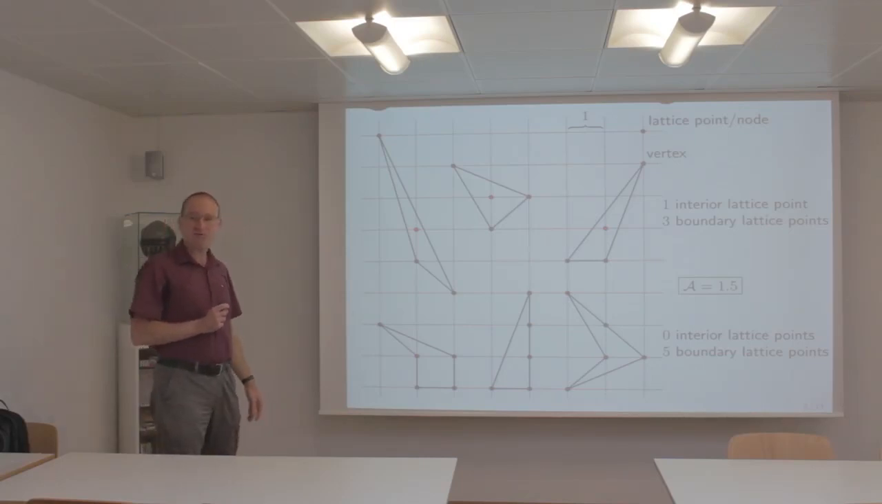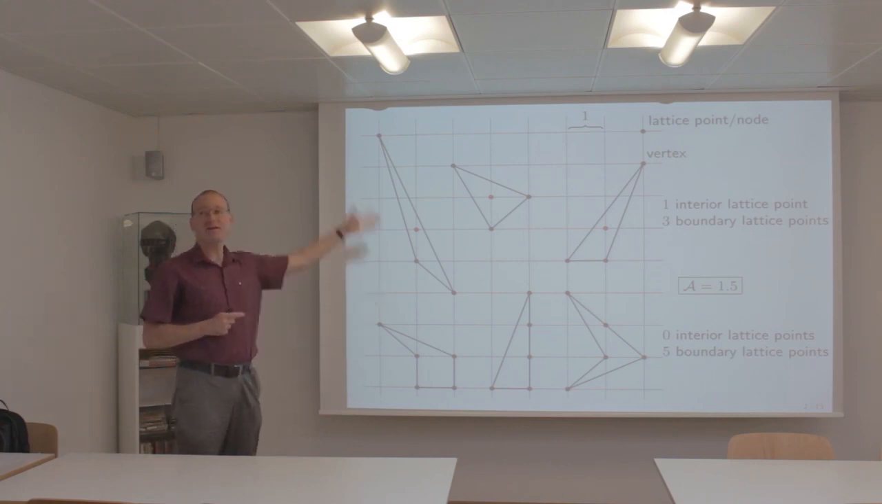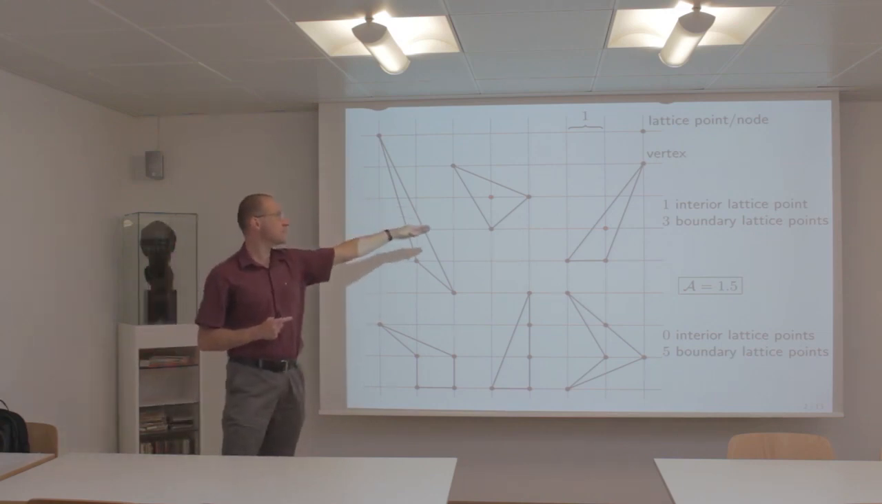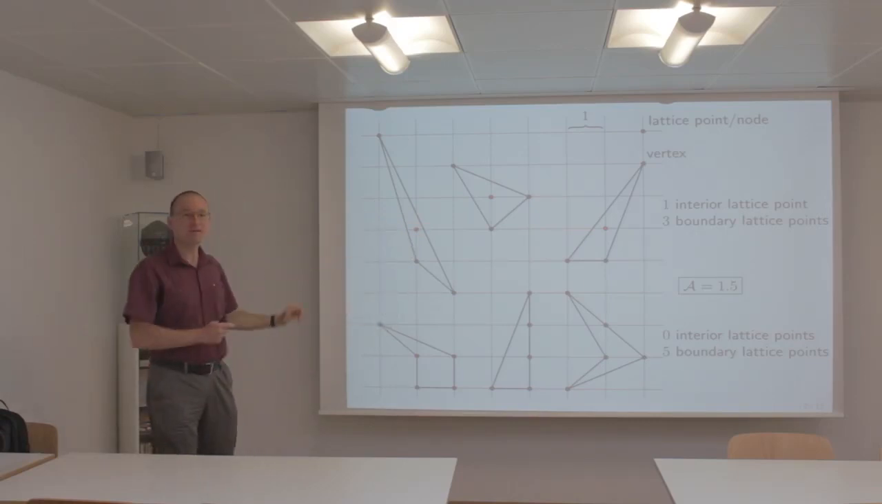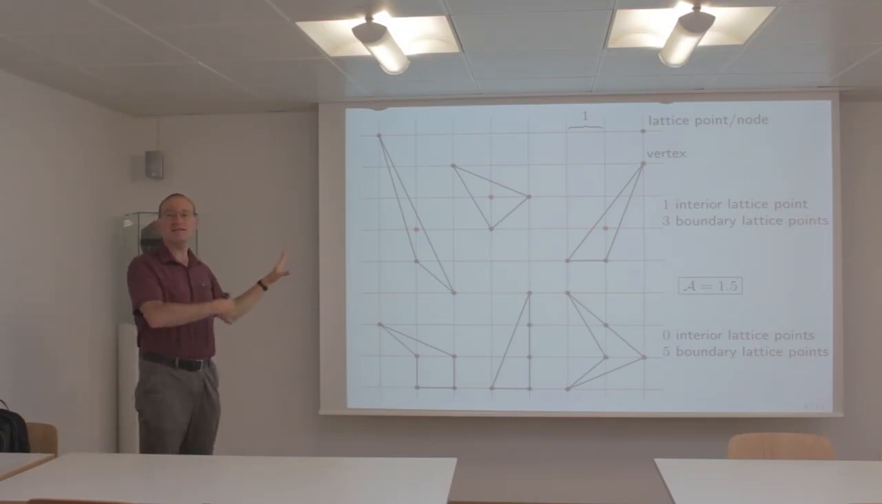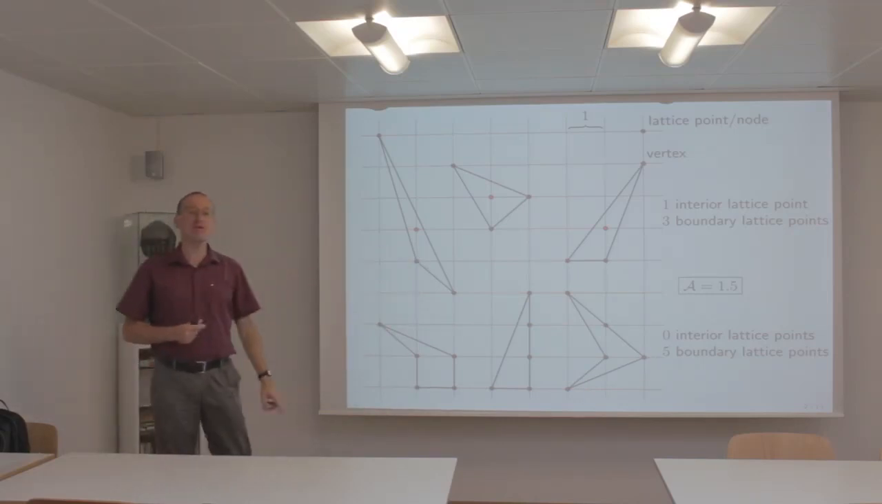Now, if you try to draw a polygon on a lattice with area 1.5, it has to follow actually one of those 2 patterns. Either 1 interior and 3 boundary lattice points, or no interior and 5 boundary lattice points. But in any case, keep this example in mind, it will show up. These are 2 ways to have area 1.5.